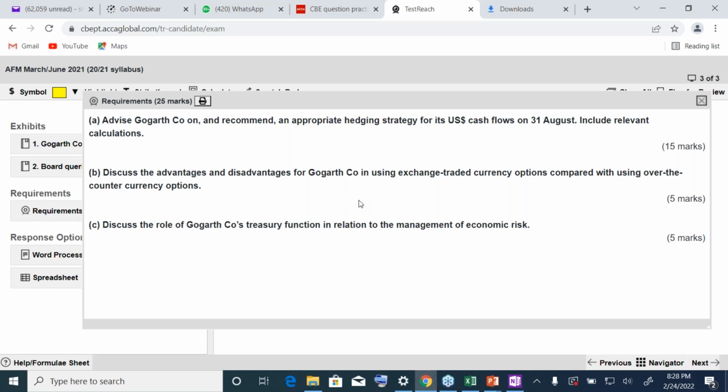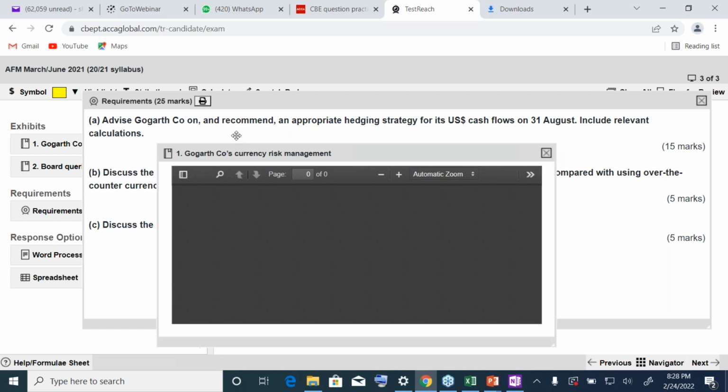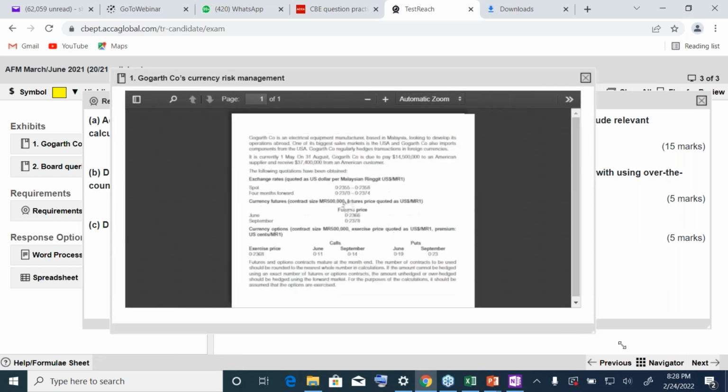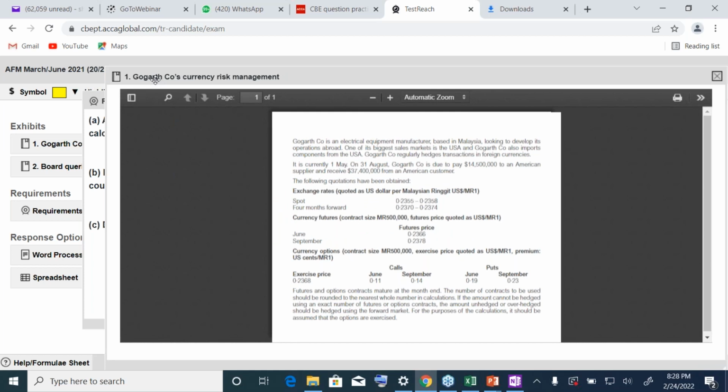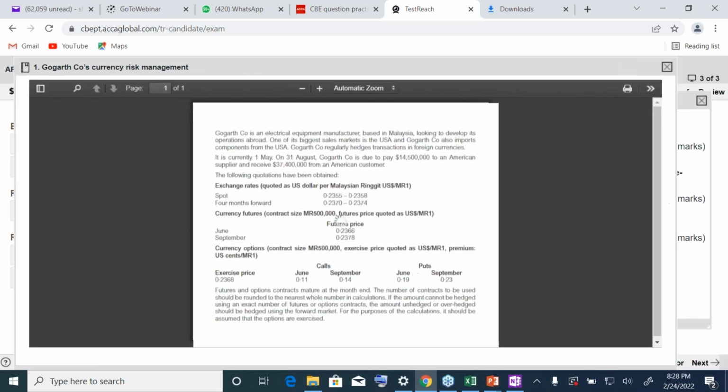And the last part is: discuss the role of G company's treasury function in relation to the management of economic risk. So 10 marks of theory and 15 marks of numerical have been tested, and these 15 marks also include a few marks on theory, because once you are able to get the numerical, you have to discuss the result. So let's open the scenario.